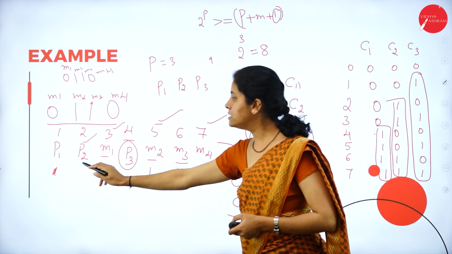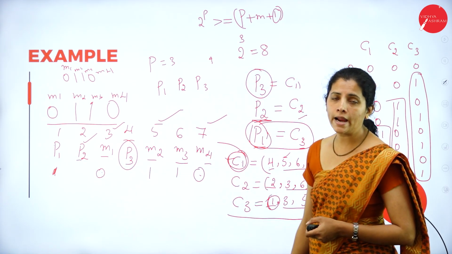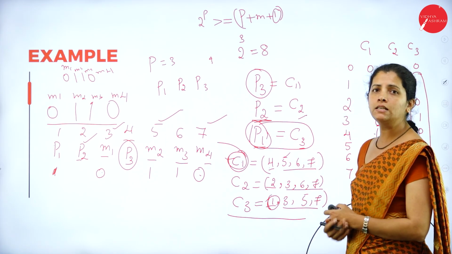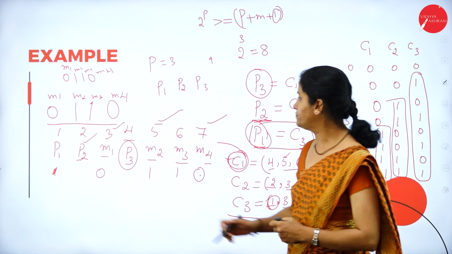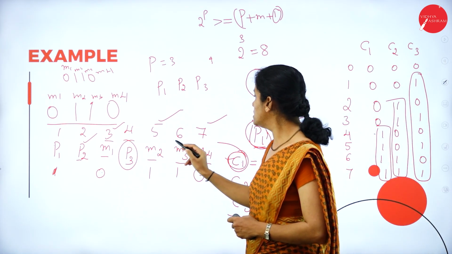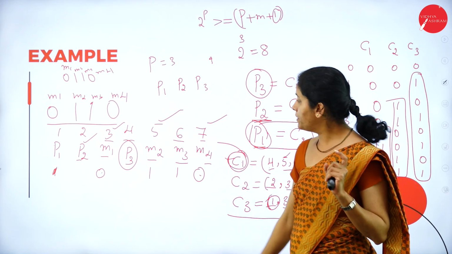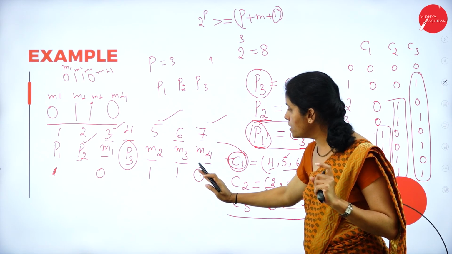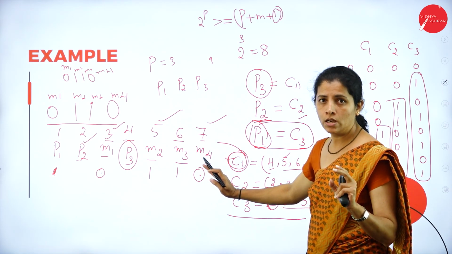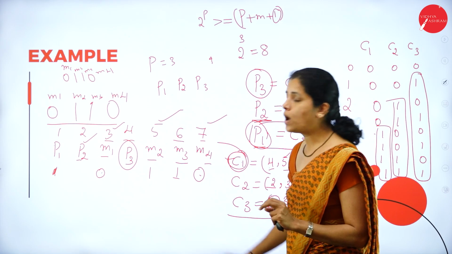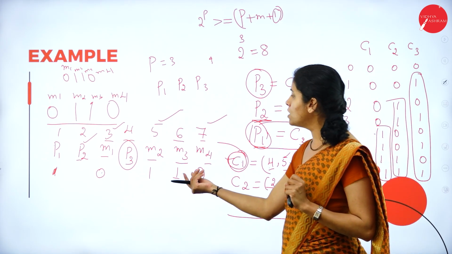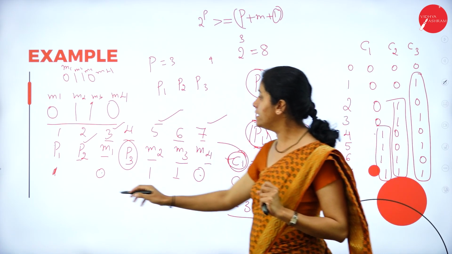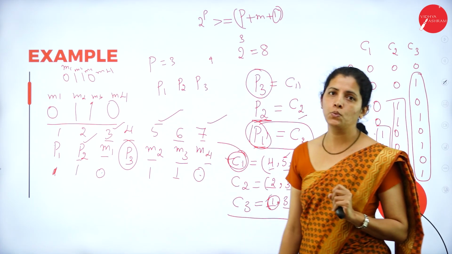Now, C2 is nothing but the P2. Now, I want to find parity bit 2. So, which places do I want to consider? 3, 6 and 7. If I consider 3, it is 0. 7, it is 0. So, 2 zeros and only one 1. So, it is an odd number. To make it even parity, what will I do? I am going to place 1 here.